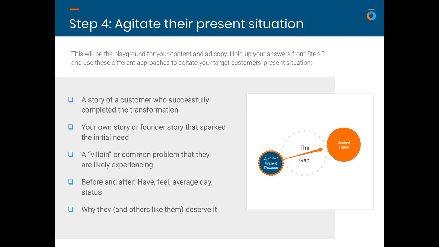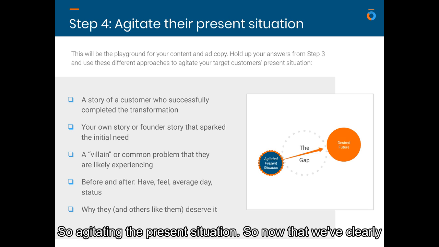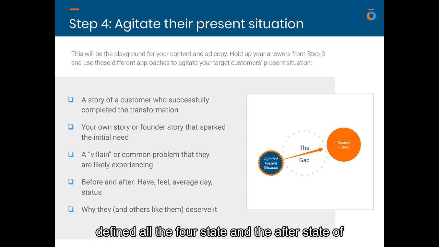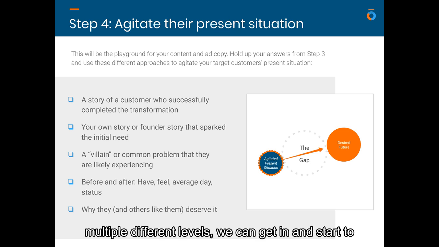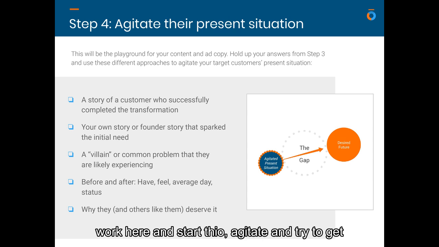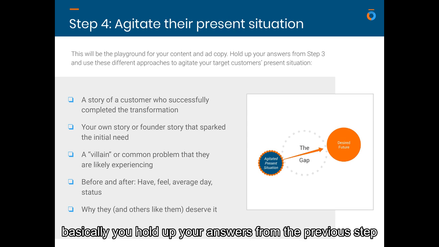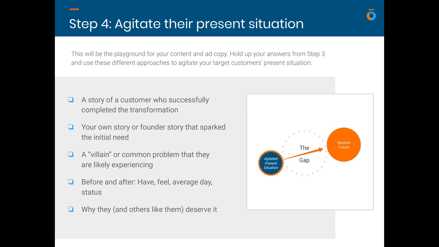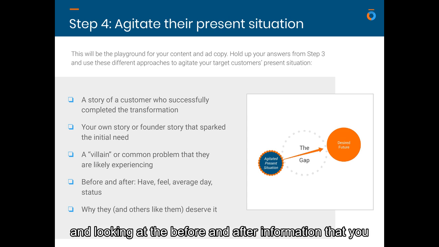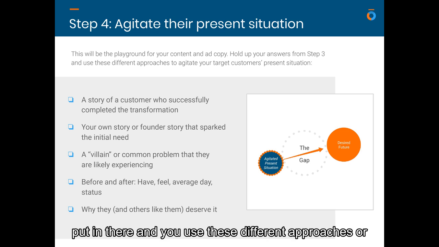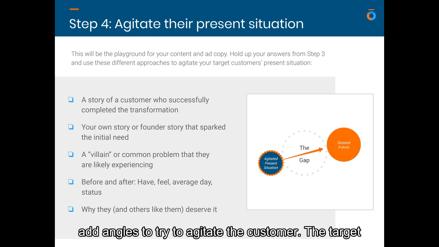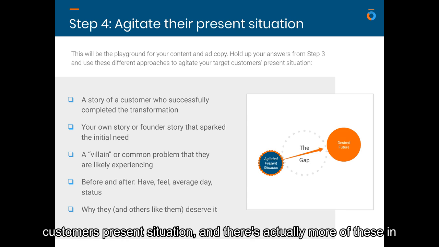Okay. So agitating their present situation. So now that we've clearly defined all the before state and the after state on multiple different levels, we can get in and start to work here and start to agitate and try to get them to move to that desired future. So this is the playground for your ad copy and your content. So basically you hold up your answers from the previous step and looking at the before and after information that you put in there, and you use these different approaches or ad angles to try to agitate the target customer's present situation. And there's actually more of these in the PDF.